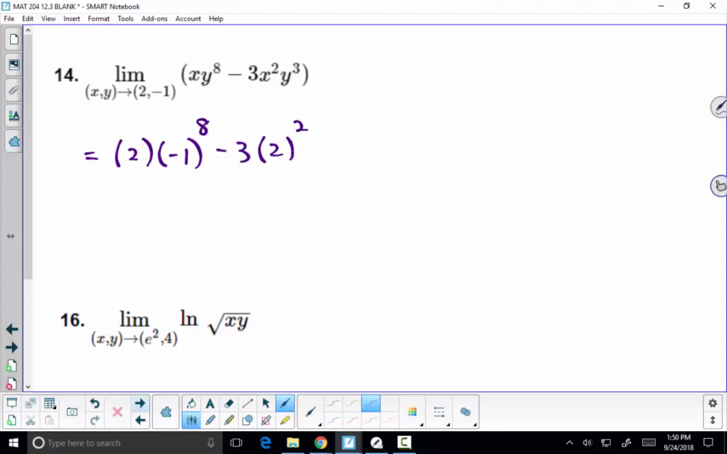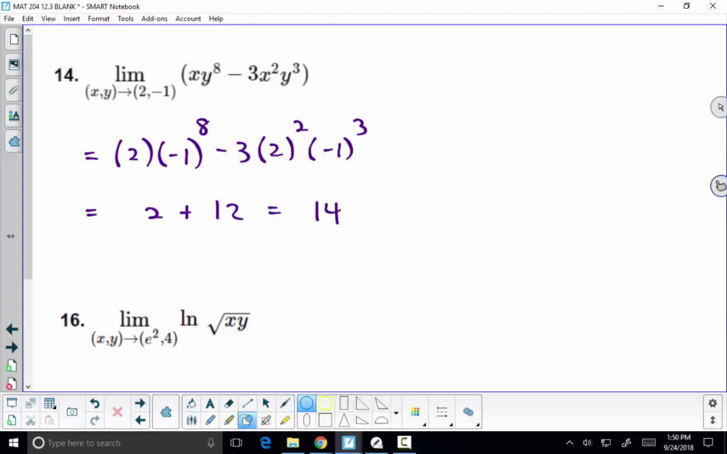And if you do this and you get a number, you're done. It's when we get indeterminate forms and things like that that we have to do a little bit more analysis. So there's our limit, as long as I did the algebra right.